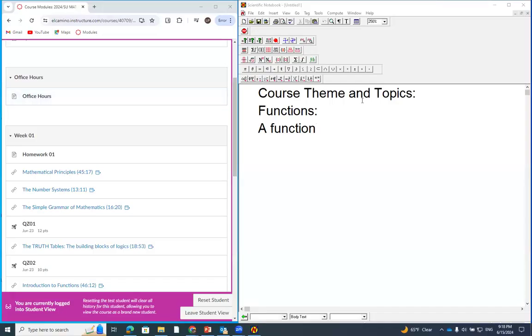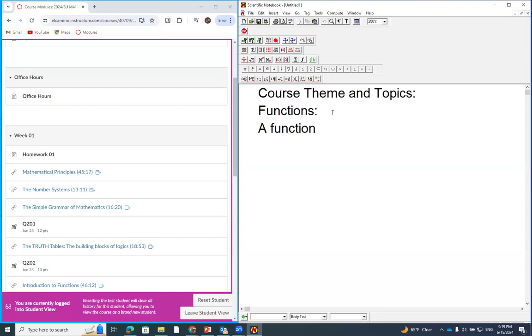Everyone. In this lesson, I'd like to talk about the theme of the course, what the topics are, and what the approach of this course is. For that reason, I'm going to share a screen with you. All right, the theme of the course is functions.